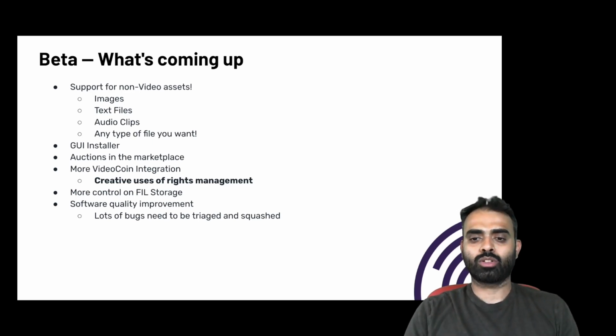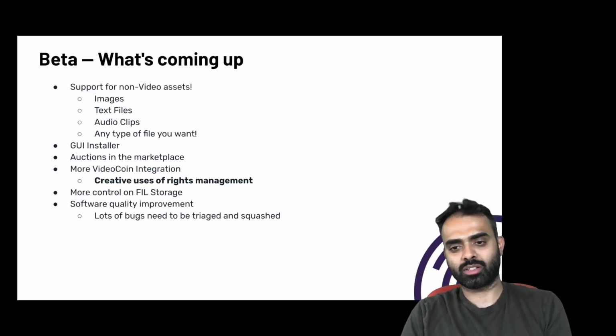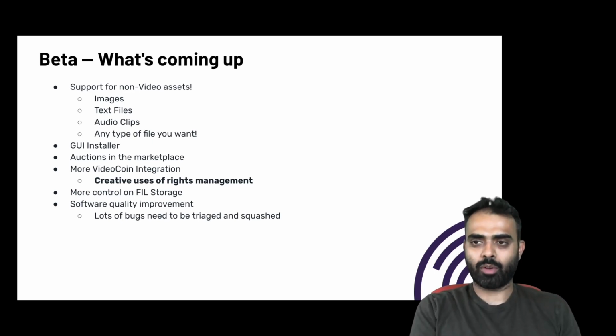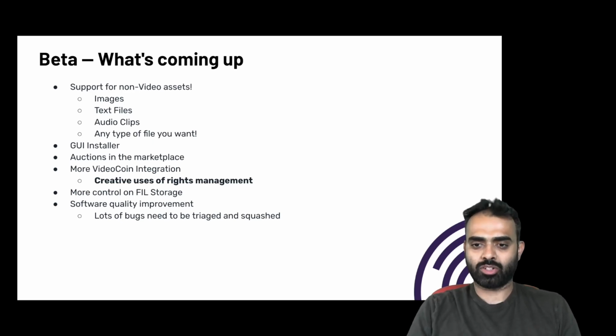And more control over the Filecoin storage, so the file sizes, the type of miners, the duration, and stuff like that. And lots of software quality improvements. As you'll see through the demos, there are a lot of issues and bugs with the alpha code because it's alpha quality software. And as we move from alpha to beta, the quality of the software will improve, get closer and closer to production quality. So you can actually straight deploy it in your code bases.